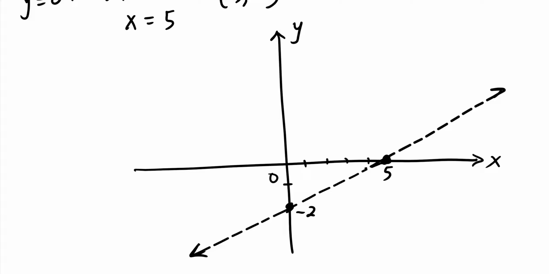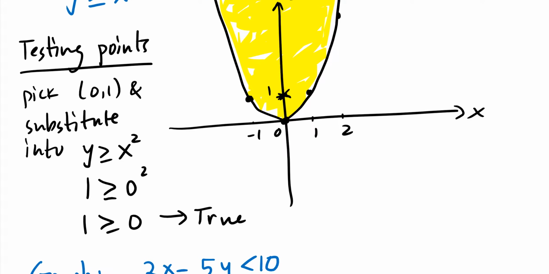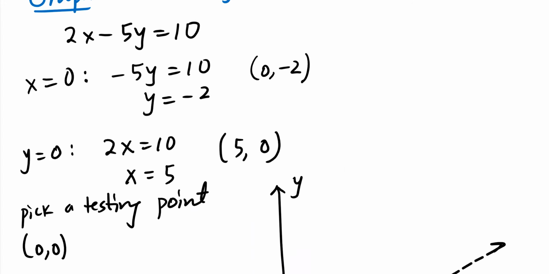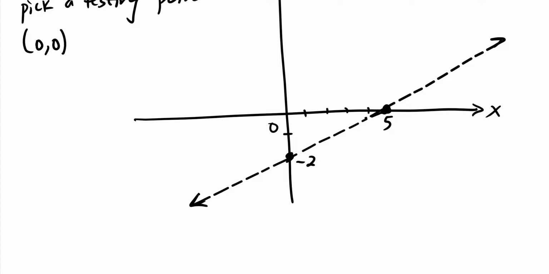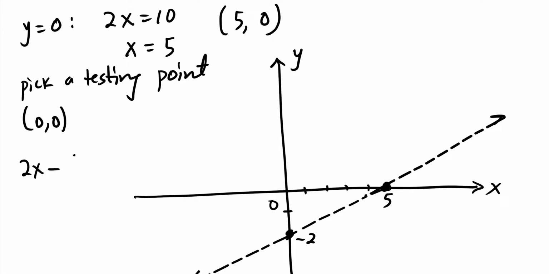Now we're going to pick a testing point. Most students or teachers select 0, 0 if it's not located on the line. I didn't choose it in the previous example because 0, 0 was exactly on the graph. Here it's not, so I choose 0, 0. And let me rewrite the given inequality one more time: 2x minus 5y less than 10.